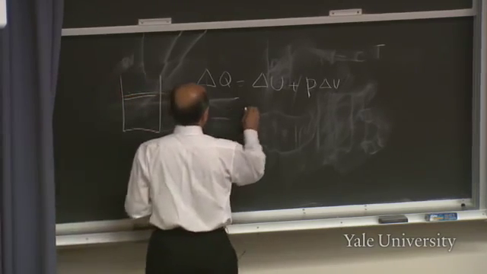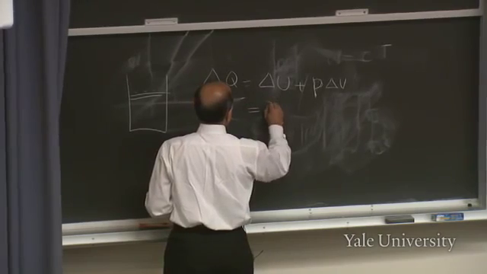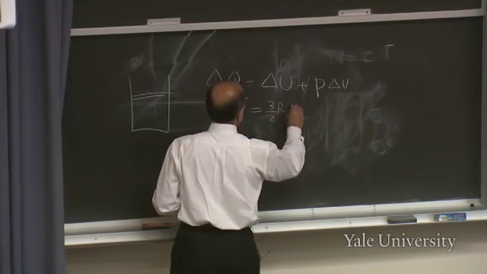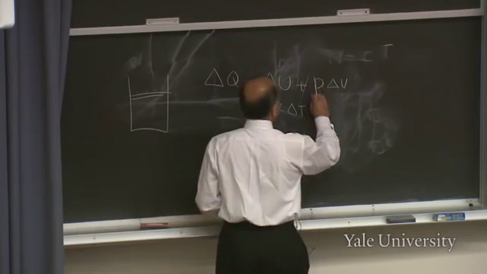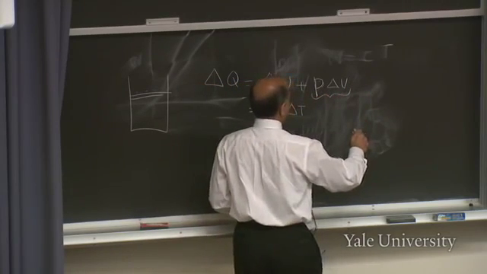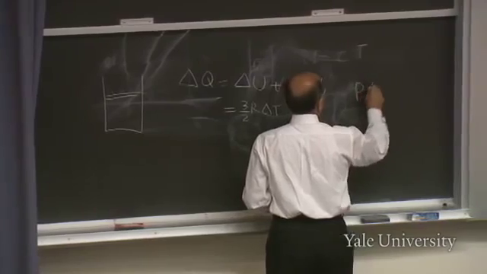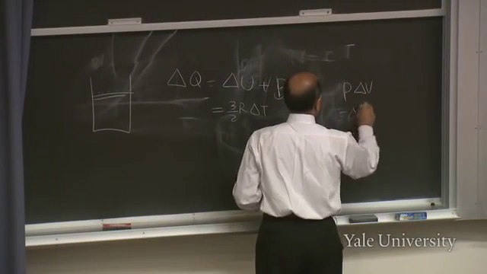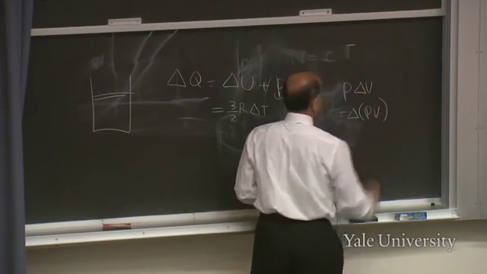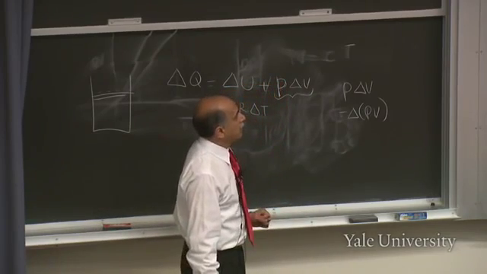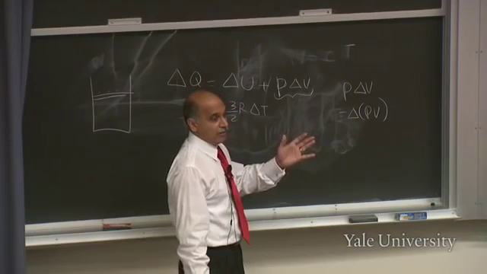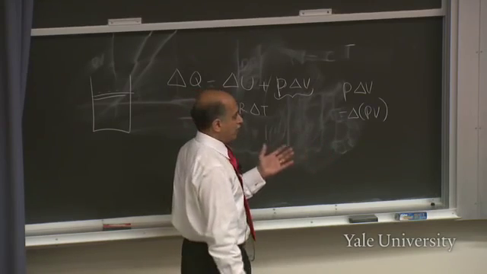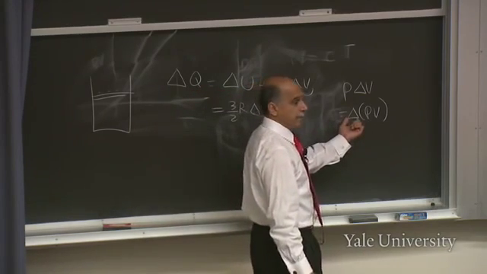So now delta Q, this delta U will be 3 over 2 R delta T. Now what's the change in P times delta V? Here is where you should know your calculus, that P times change in V is the same as change in PV if P is a constant. Right? Remember long back when I did rate of change of momentum is d by dt of mv, it's m times dv dt. So if m doesn't change, you can take it inside the change.